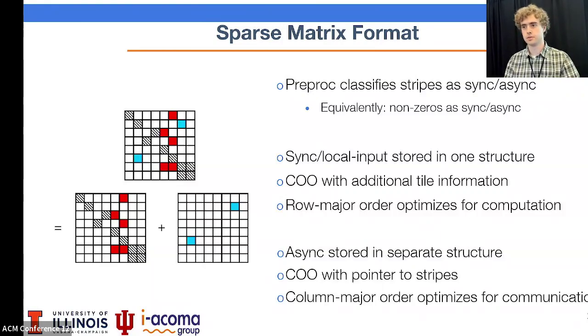This is just for ease of handling in the algorithm, but we also store these in different formats. Both are COO with some additional metadata about the communication and tiling, but we store the sync structure in a row major format to optimize for local computational performance. And we store the async structure using a column major format so that we can easily iterate over the columns and reduce the complexity of communication for that one.